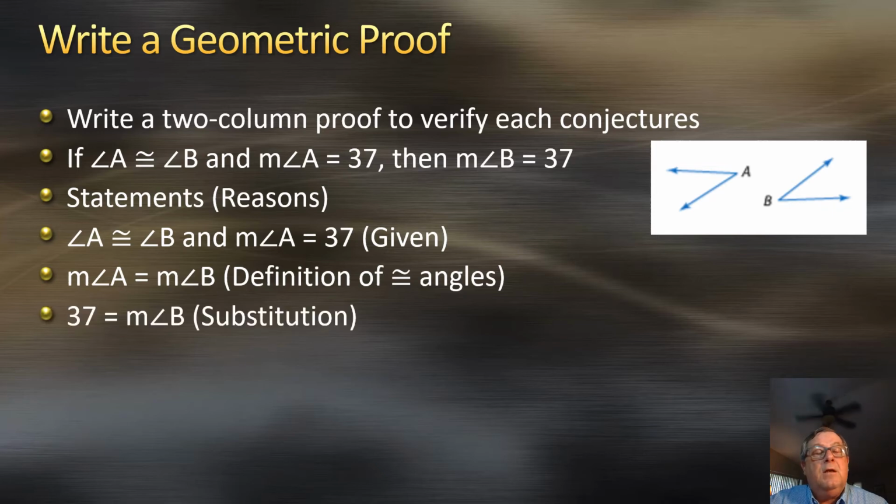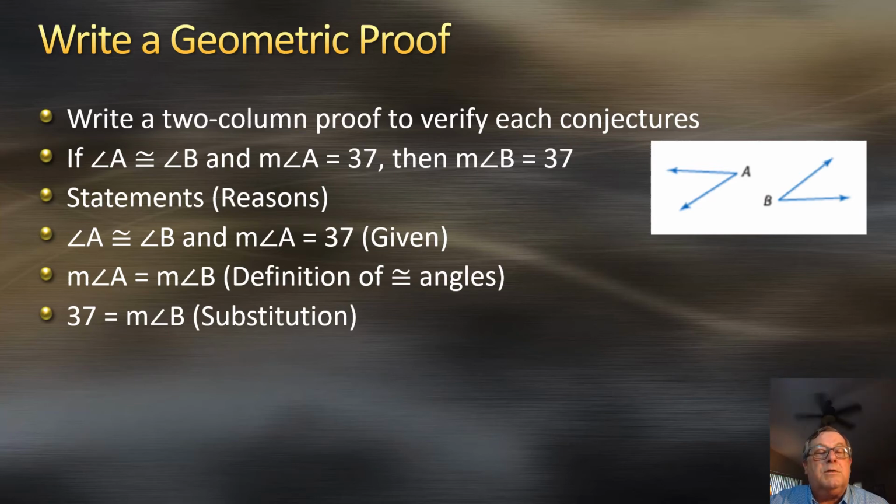Now next, 37 equals the measure of angle B. And that's really substitution. Think about it. If the measure of angle A equals the measure of angle B, and we're told in our given that the measure of angle A is 37, all we're doing is substituting 37 for the measure of angle A, and that is just substitution. Now, what is it we're trying to prove? We're trying to prove that the measure of angle B equals 37.